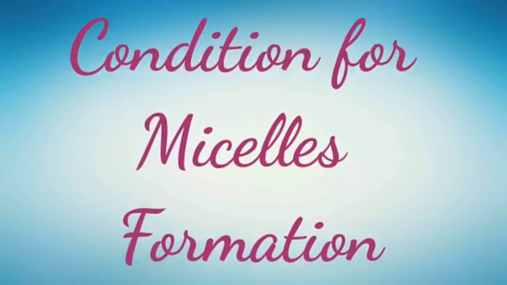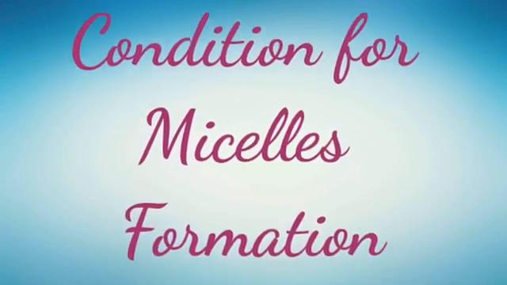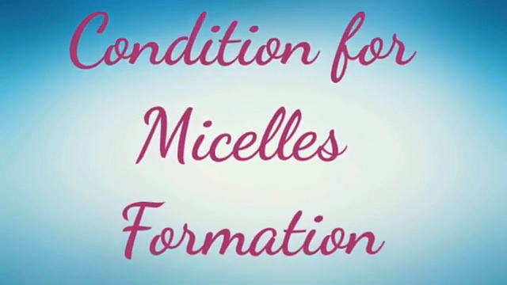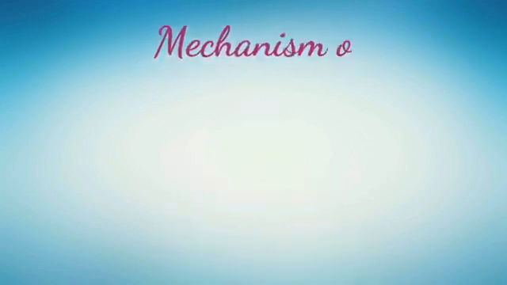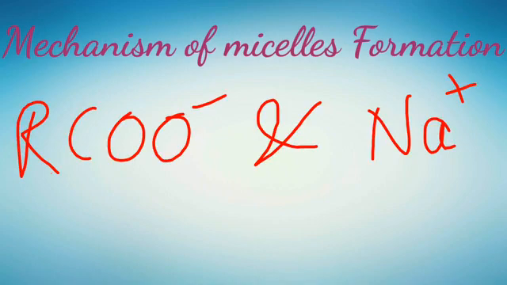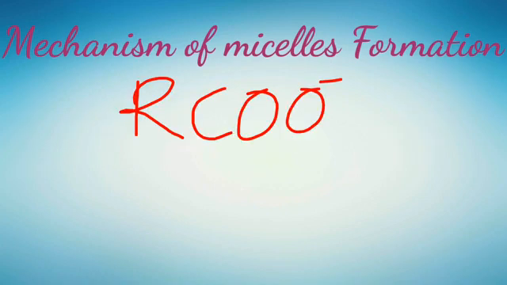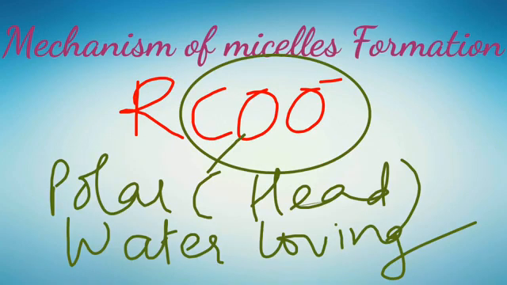Now students, I will tell you the condition for micelle formation. Actually, the condition is that substances which contain a polar head and a non-polar tail form micelles. Now we will study the mechanism of micelle formation. Students, when soap dissolves in water, it dissociates into RCOO negative and Na positive ions. And students, the RCOO negative ion consists of two parts. First is the non-polar part R, which is called the tail and which is water repelling. And the second one is the polar part, that is COO negative, called the head, which is water loving.